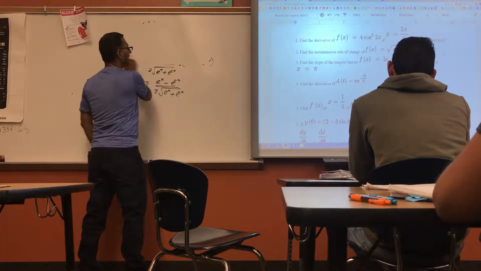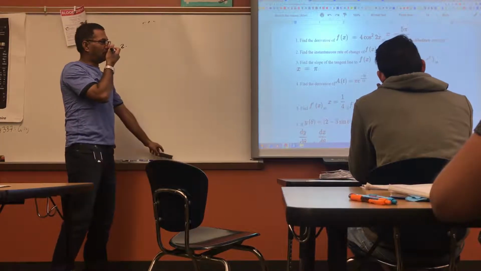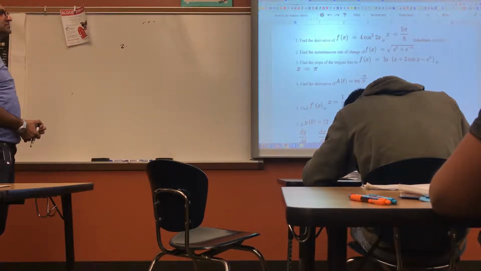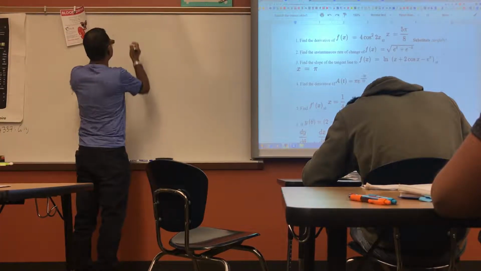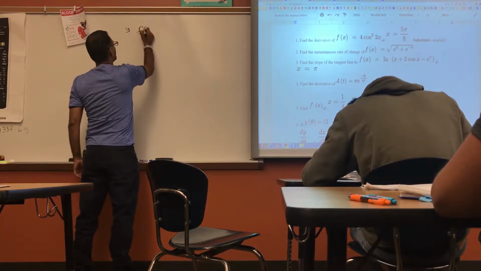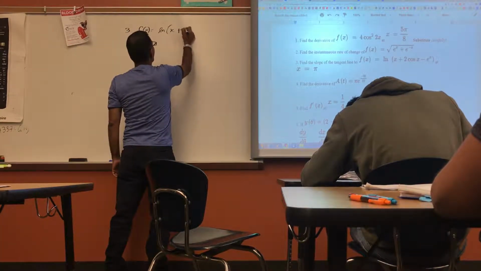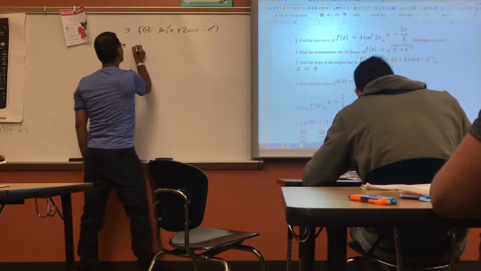Number 3, again. The reason we had all this is that you got comfortable with terminology. It says, find the slope of the tangent line. So what am I really asking for? Just the derivative. F of x equals ln x plus 2 cos x. You actually had a question like this on your chapter test. You find the derivative.